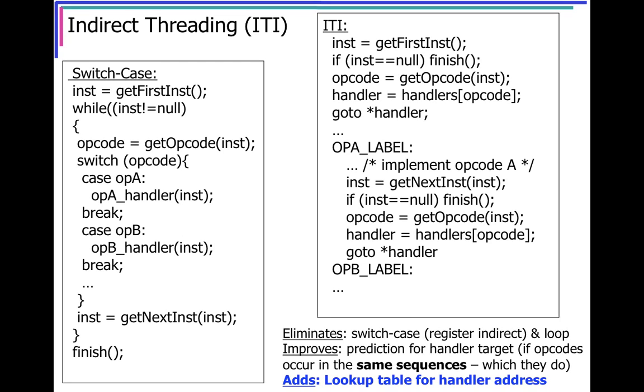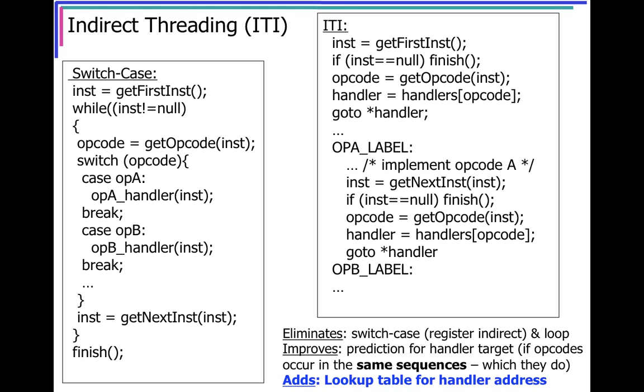This improves the prediction for the handler targets. If we're in a loop and opcodes occur in the same sequence, then the branch predictor has a better chance of getting that right. Say, for example, you have the add instruction, which typically is: push a value onto the operand stack, push a value onto the operand stack, pop those off and add them, and then push a value onto the operand stack that is the result of the add.